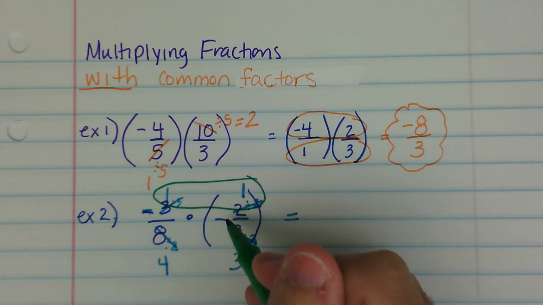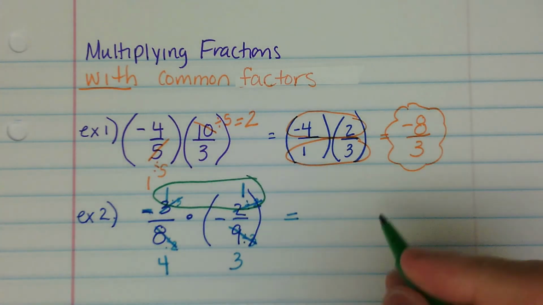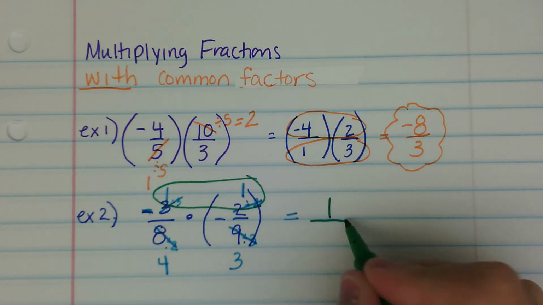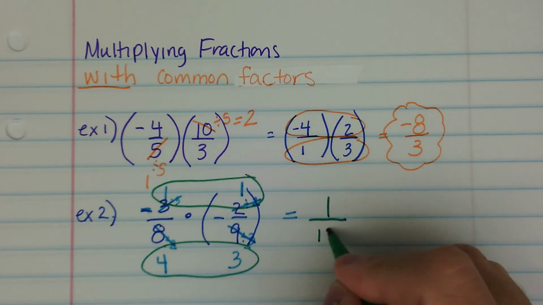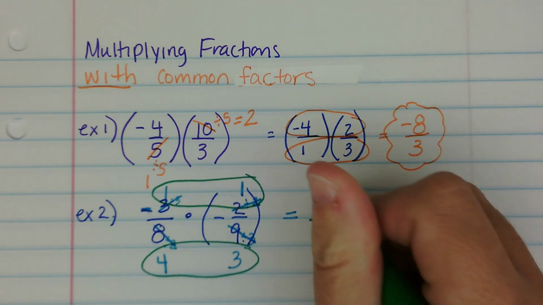Negative times negative is positive. 1 times 1 is 1. That's what I have left on the top. And then we've got 4 times 3, which is 12. Okay, and there's your answer.